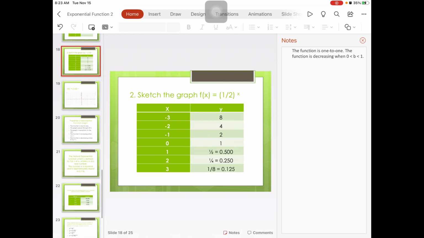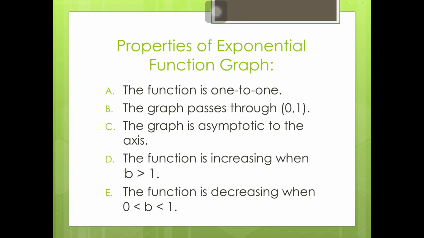So if we're going to summarize that, the properties of the exponential function graph are the following. A, the function is 1 to 1. B, the graph passes through 0 and 1. C, the graph is asymptotic to the x-axis. D, the function is increasing when b, or the base, is greater than 1. And E, the function is decreasing when b, or the base, is in between 0 and 1.